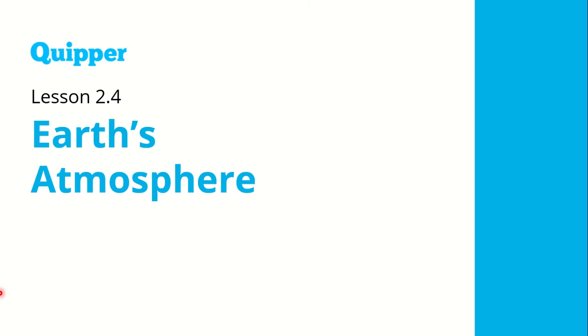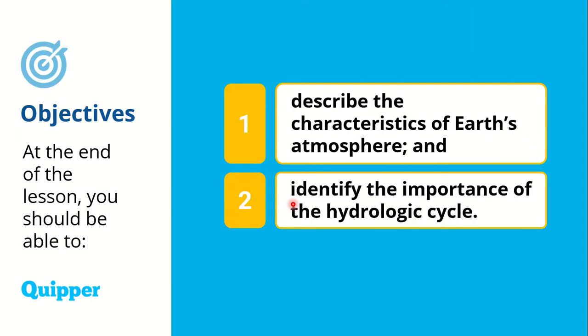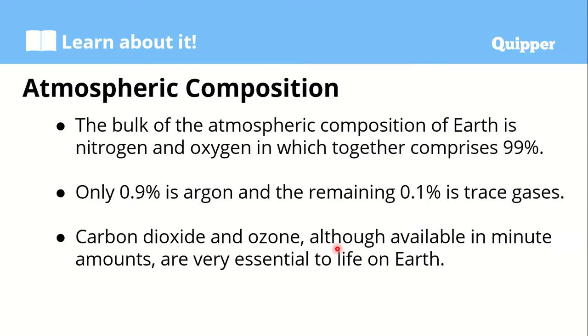For this discussion, we'll be discussing the last topic for our Unit 2, which has a title of Earth's Atmosphere. So let us define first the objectives for this topic. At the end of the lesson, you should be able to first describe the characteristic of Earth's atmosphere, and last one, identify the importance of the hydrologic cycle or the water cycle. Hydrologic cycle and water cycle are just the same.